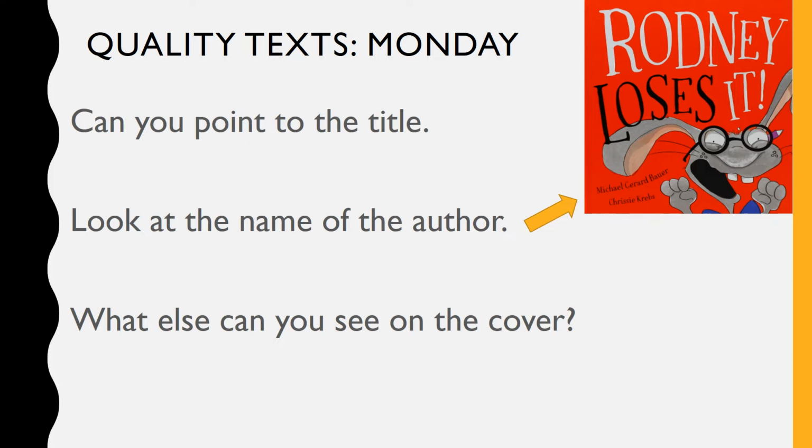What else do you notice about the cover? We can see a picture there. Perhaps that's Rodney. Rodney's name is in the title, so that rabbit might be Rodney the rabbit. You might be able to tell from the picture that Rodney is feeling a bit angry. What else can you notice? Do you notice that the title words are very big and that the book is a nice bright colour? Maybe the author and the illustrator made the book look like that so it looks like an interesting book for you to read.